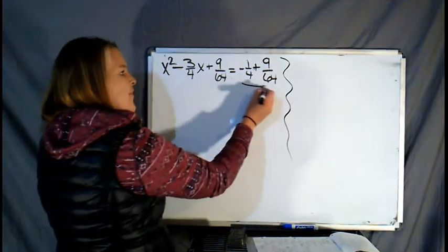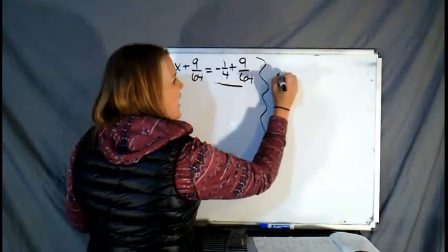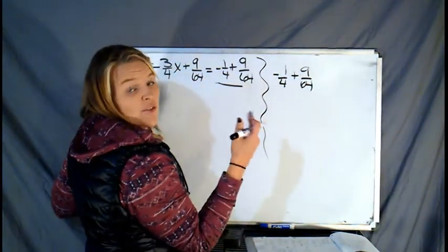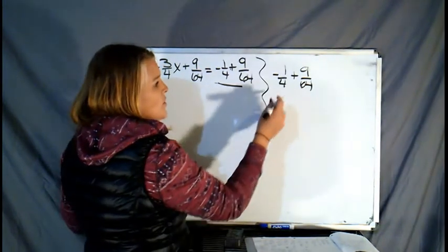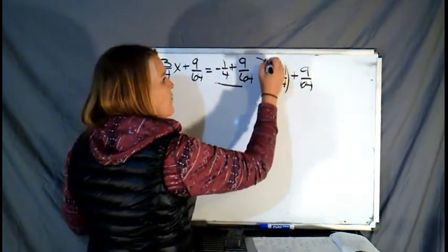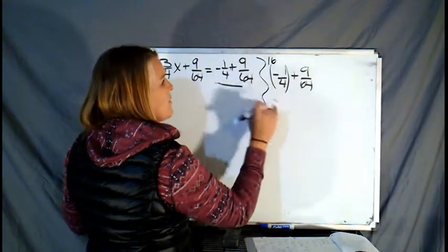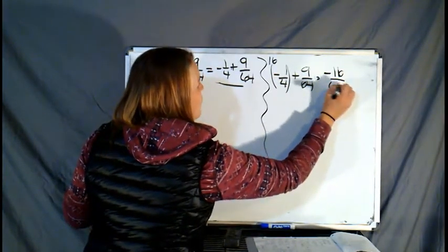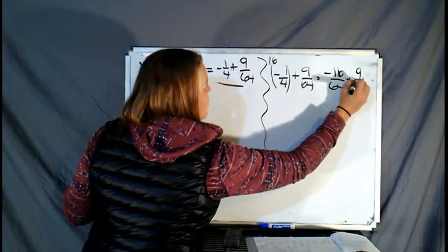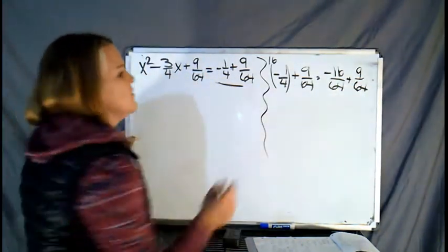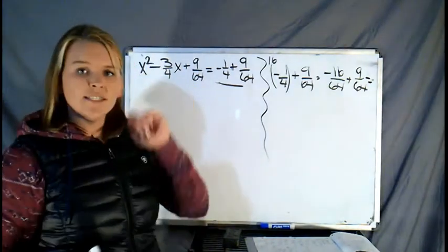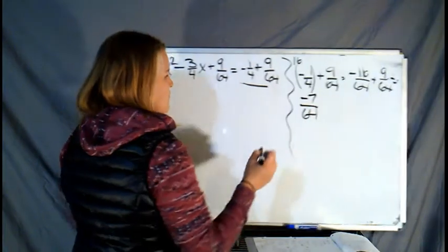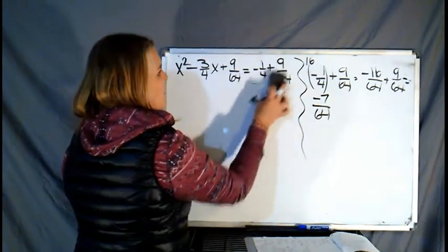So the first thing I want to do is add these two together. I'm trying to add negative 1 over 4 plus 9 over 64. When I'm adding two fractions, I need to have a common denominator. So in order to do that, I need to multiply negative 1/4 by 16, leaving me with 16 times negative 1, negative 16 over 64, plus 9 over 64. That's going to equal negative 16 plus 9, negative 7 over 64. I'm just going to write that in here.